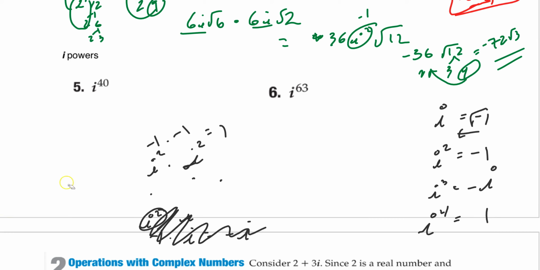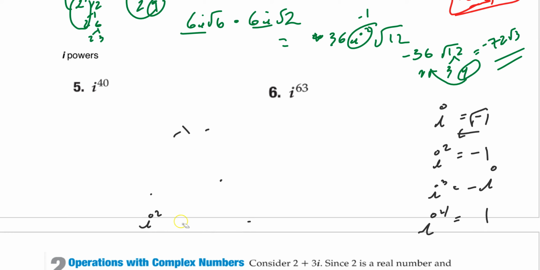Where am I going with this? I know that last one's a little confusing. Where I'm going with this is this. So, i to the 1st. Let's erase this. Alright, i to the 1st is i. i squared is negative 1. i cubed is negative i. i to the 4th is 1.